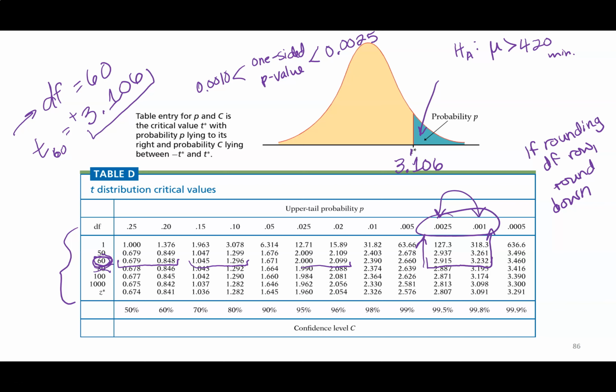Then you have to ask yourself, is this one-sided, is this two-sided? If it's one-sided, good, we're done. If it's a two-sided test, we have to take this and multiply everything by 2. So I'd end up getting a two-sided p-value between 0.002 and 0.005. However, this is a one-sided test, so we don't need to multiply by 2. I'm just mentioning that you need to multiply by 2 because sometimes you will need to. But remember, you only need a two-sided p-value when you have a not equal sign in your alternative hypothesis.